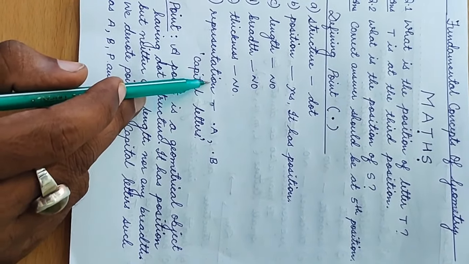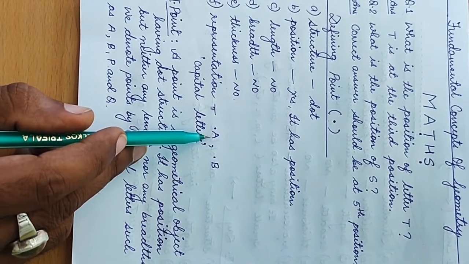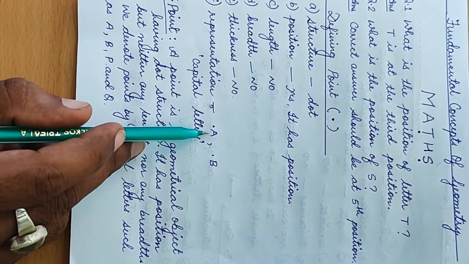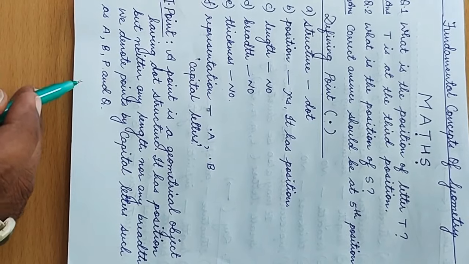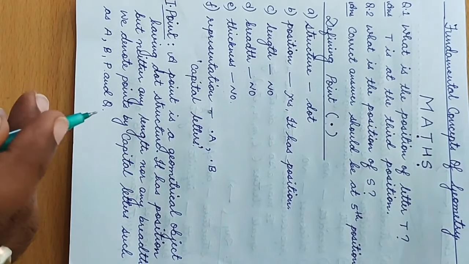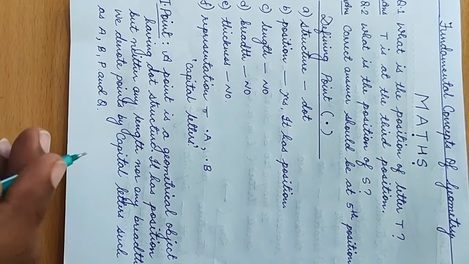Now representation. Whenever we have to represent any point, it will be represented with a capital letter, such as capital letter A, capital letter B or any capital letter. It can be Don Bosco Academy, Patna. It can be your place. It can be your relative's place.